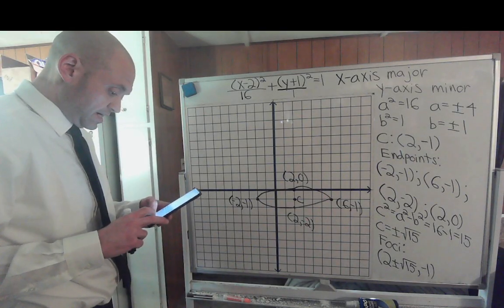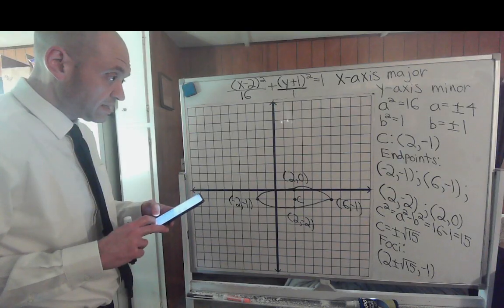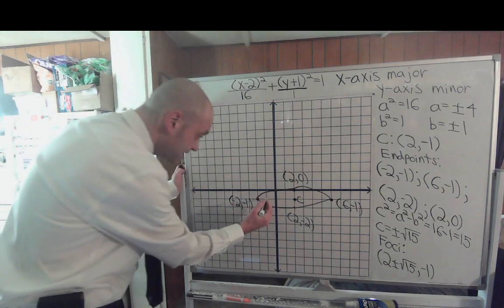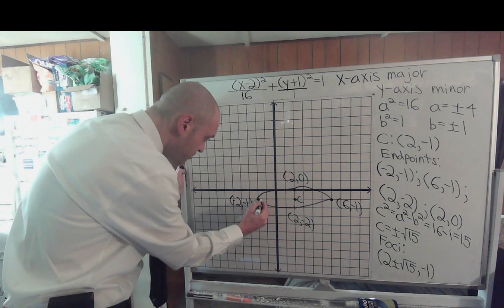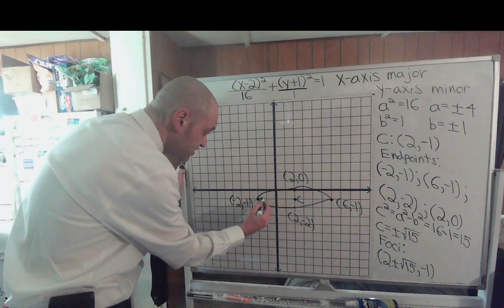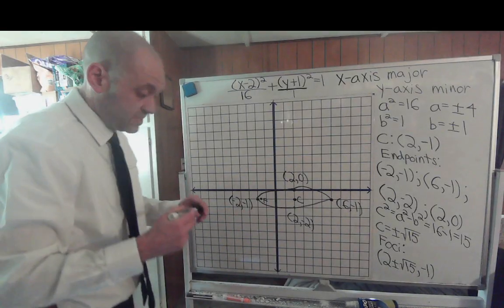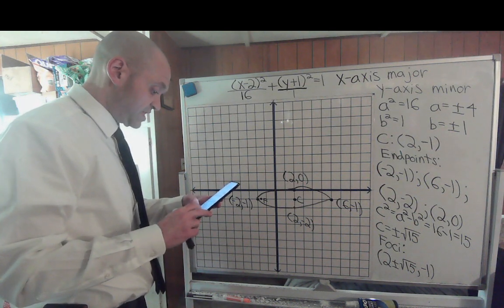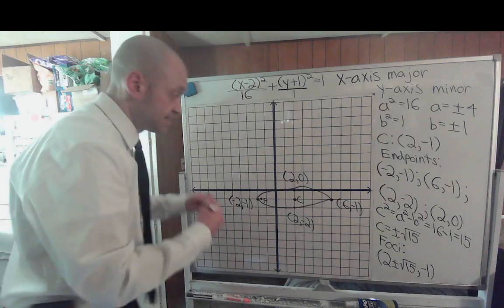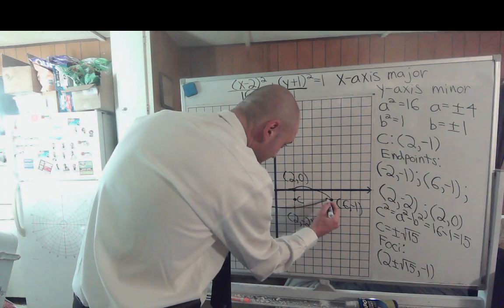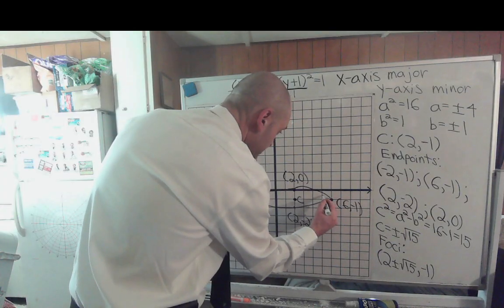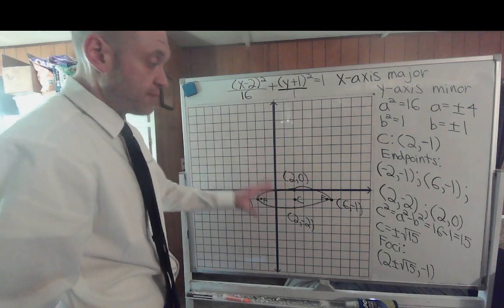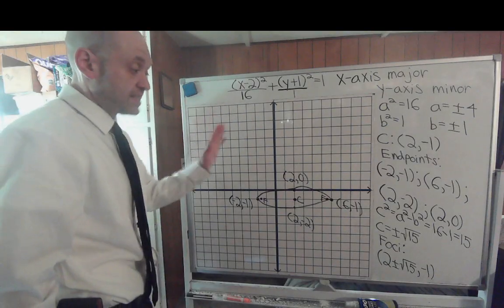Negative of the square root of 15. Let's add 2 to that. You get about negative 1.87, which is about right there. There's the first focus of the foci. Now, if I just simply take positive square root of 15 and add 2, I get about 5.87, which is about right there-ish. There's my other focus of the foci. So there's all my foci, there's all my endpoints, there's my center, and that's how you're going to graph an ellipse.